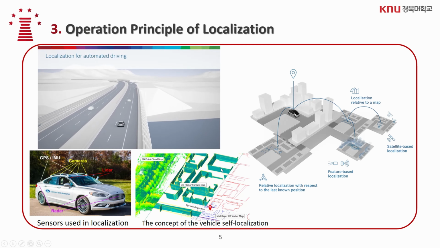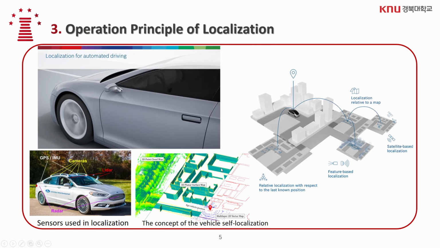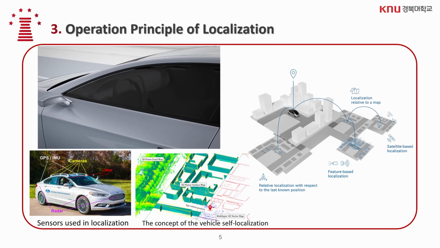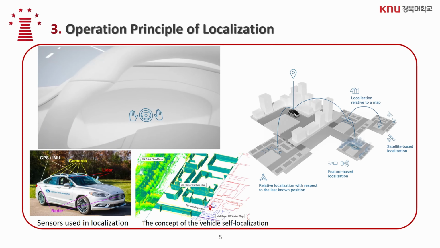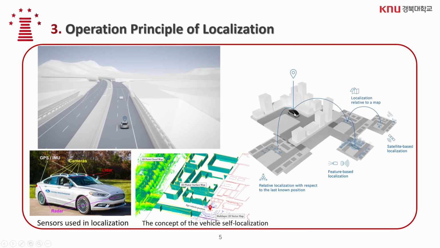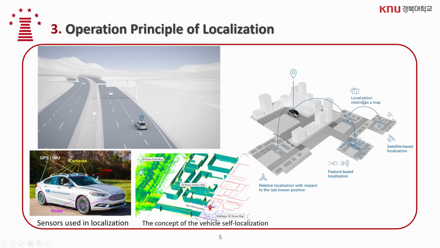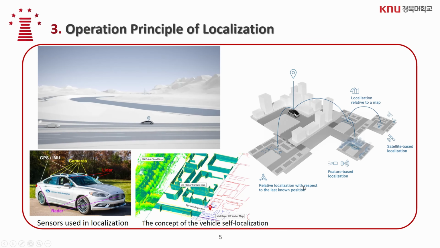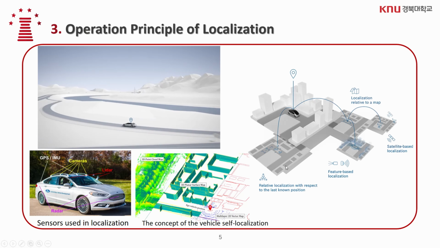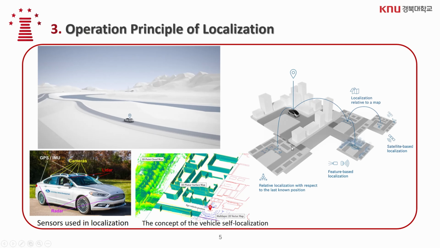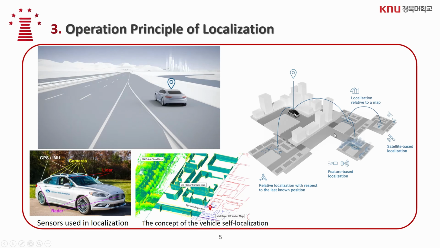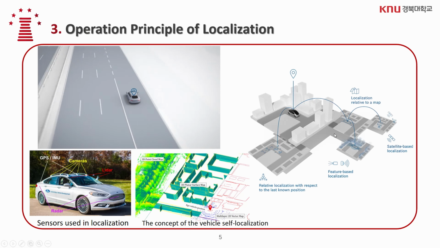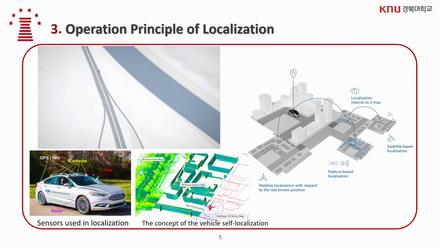So next is how vehicle localization works, the basic principle. Mainly, when we consider vehicle localization, we have localization relative to a map, relative location with respect to the last known position, feature-based localization, or satellite-based localization. The main challenge for localization is the coordinate conversion.